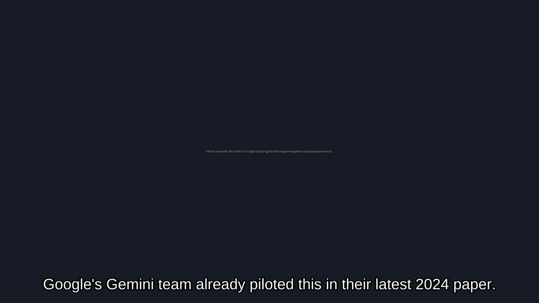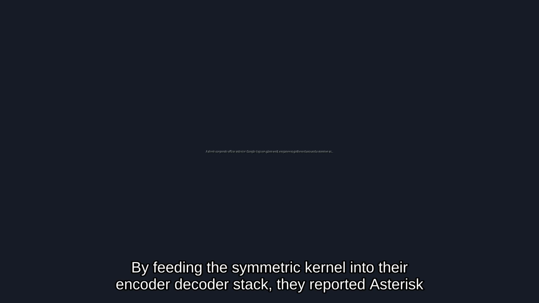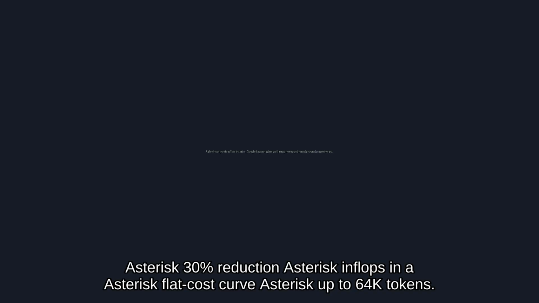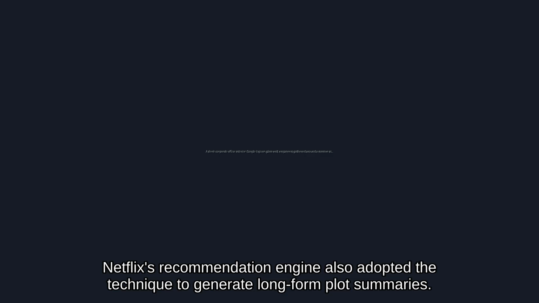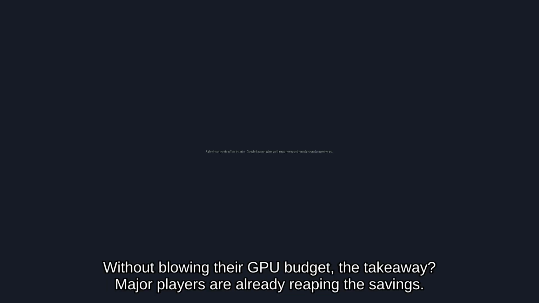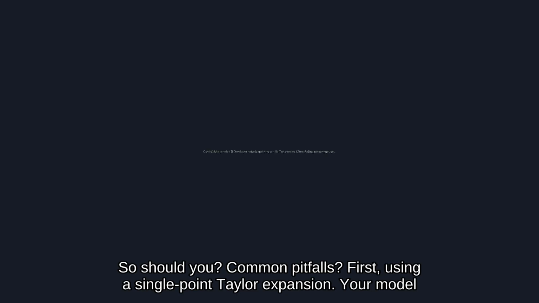Google's Gemini team already piloted this in their latest 2024 paper. By feeding the symmetric kernel into their encoder-decoder stack, they reported a 30% reduction in flops and a flat cost curve up to 64K tokens. Netflix's recommendation engine also adopted the technique to generate long-form plot summaries without blowing their GPU budget. The takeaway? Major players are already reaping the savings. So should you.